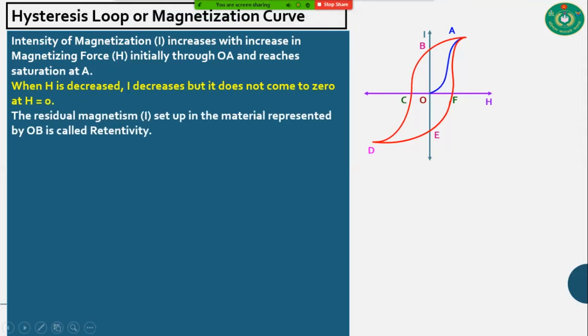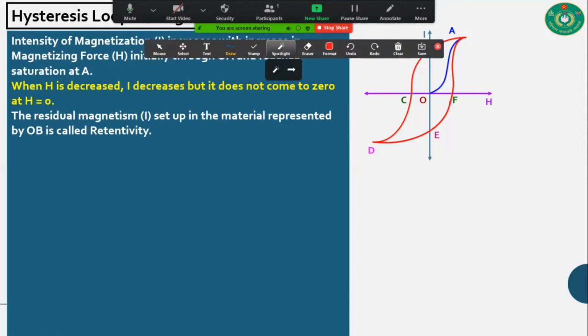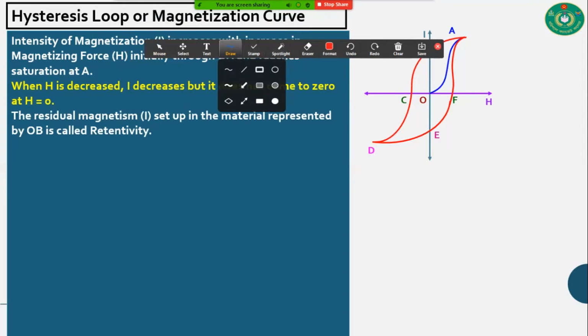Okay. This residual magnetism set up in the material, represented by the OB line, is called retentivity. This OB line is called retentivity. It is our very interesting part. This is called retentivity, that is, residual magnetization while magnetizing force is 0.